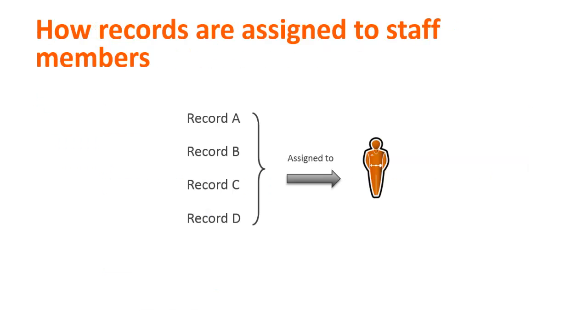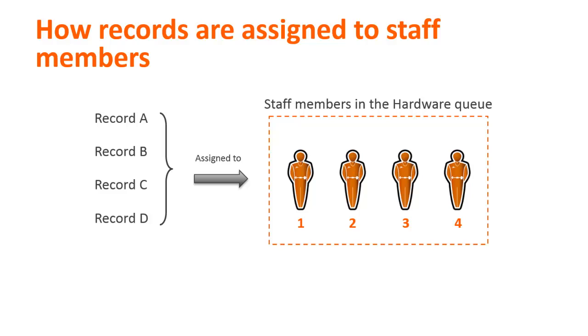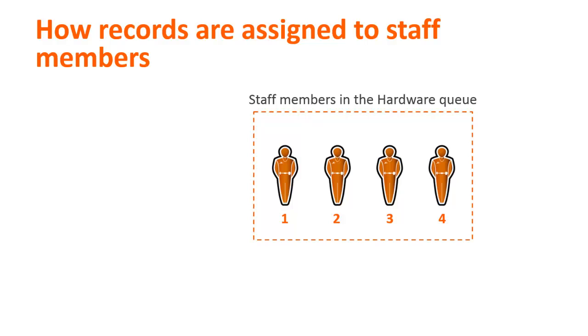If you have a single staff member, the records are assigned to that staff member. However, if you select multiple staff members that belong to one queue for automated assignment, record assignment is done by round-robin method. In round-robin method, when record A is created, it is assigned to staff 1, who is at the top of the list of staff members.